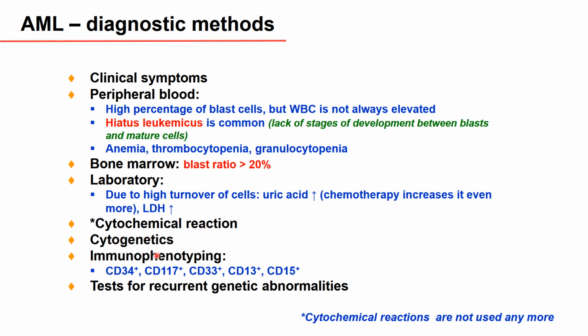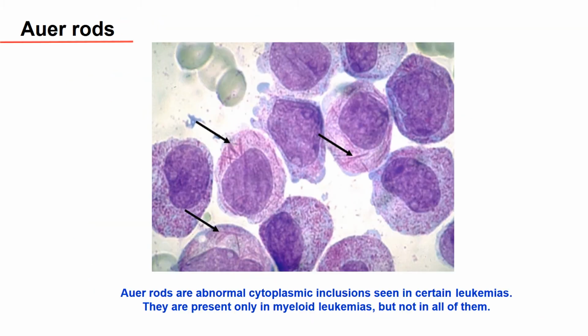That's CD markers. This is what you have to know, some CD markers, for example in the myeloid one: CD34, that's a general marker, or CD117, or CD33, CD13, or CD15. So you have to mention some markers for the myeloid one. And especially we have to test for recurrent genetic abnormalities, what chromosome and what translocation occurs in the patient.